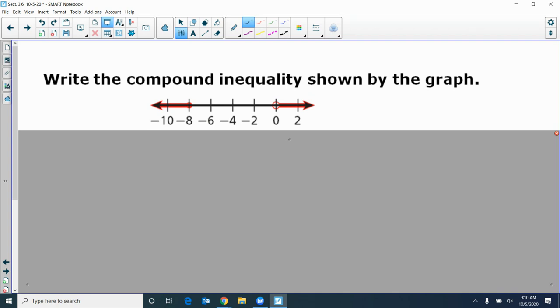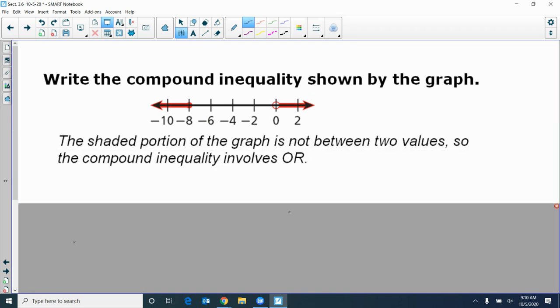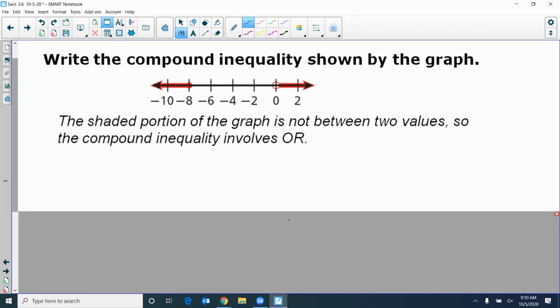Yes, the only way you can write it is with an or, two separate inequalities. And then here's a little bit of a clue, his shaded portion of the graph is not between two values. So the compound inequality involves or. The only way you can describe this is you got to describe both of them. X is less than or equal to -8 or X is greater than 0.